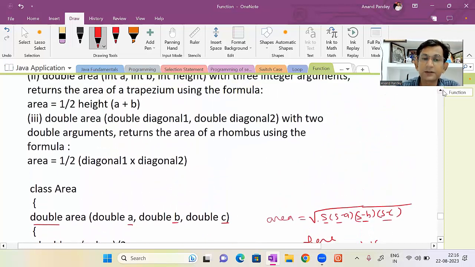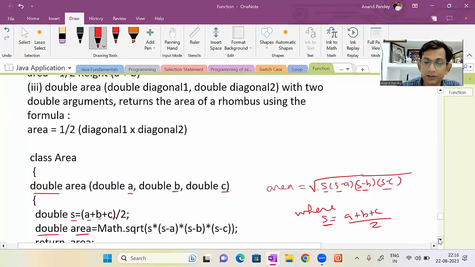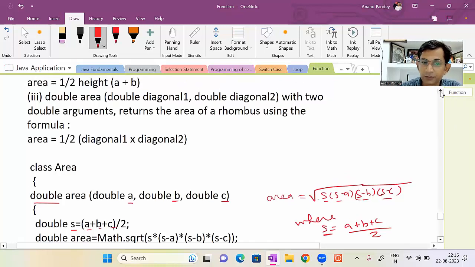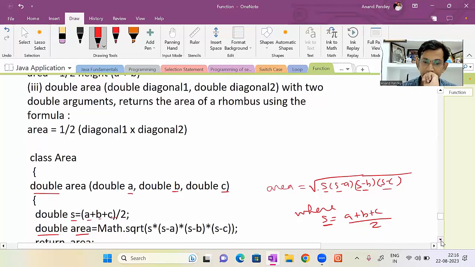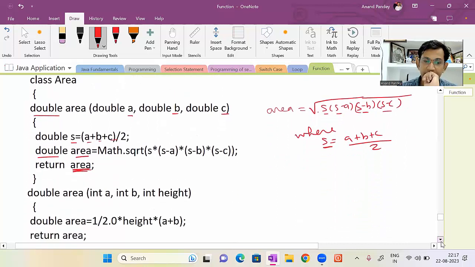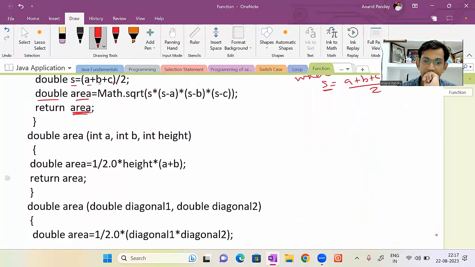It was area of trapezium. Area of trapezium, see here. Returns the area of trapezium using the formula. Here we have to calculate and return the area of trapezium using the formula 1 by 2. See the formula, 1 by 2 height A plus B. So that formula we are writing. Double area equal to 1 by 2 into height into A plus B.